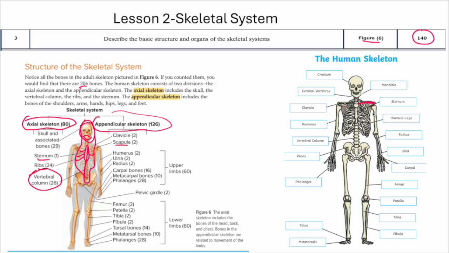And on the hand, you can see this one is the humerus, right? This bone is called the humerus, and the humerus is connected to the radius and ulna, right? This is the radius and this is the ulna. And you can see that there are carpals on your wrist, and after carpals you can see metacarpals, right? Carpals and metacarpals, and the finger bones are called the phalanges.